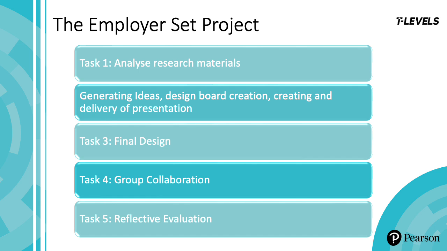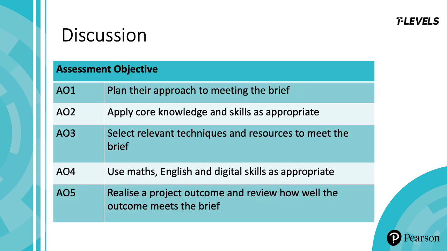Within the ESP, or the Employer Set project, students will take on 5 tasks, which you can see on the screen in front of you. These will be taking place under supervised and controlled conditions over multiple sessions. On screen are the assessment objectives. It's important at this point to have a look at those objectives and discuss them with colleagues so you can ensure that these are embedded in all teaching and learning that happens for the qualification.